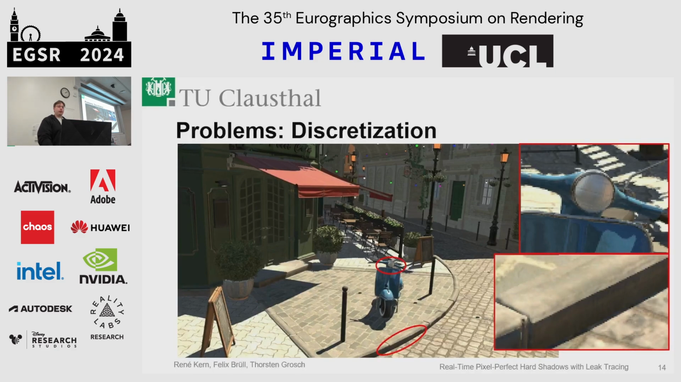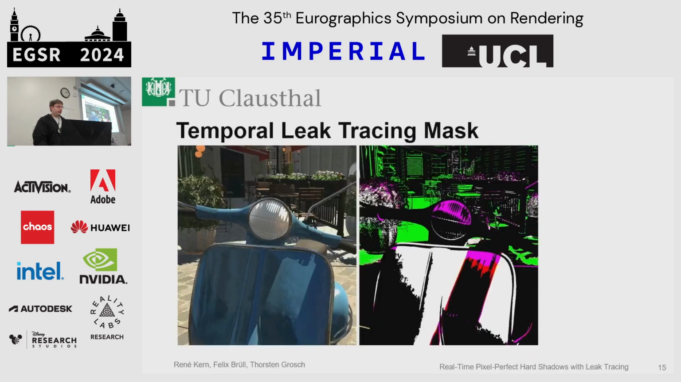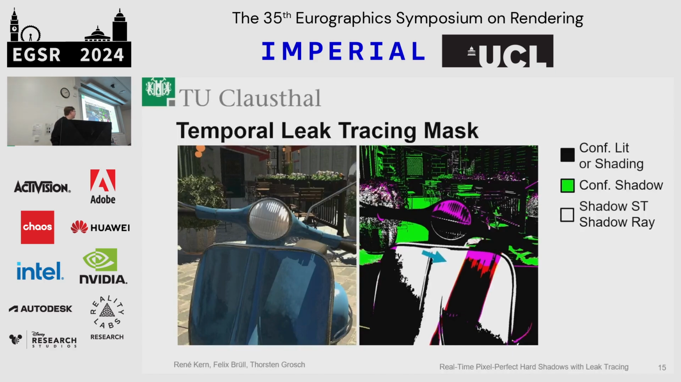However, these are quite small errors, so to fix them, we opted to use temporal information. And for this, I introduce this very colorful mask to you, where we basically categorize the shadow result from the last frame, which we will then use to fix the errors. So first up, we have these black pixels, which are confidently lit, so the shadow map evaluated 1, or we aborted earlier due to shading. Then we have the green case, where the shadow map evaluated 0, so also no ray necessary. We can just shade this, put this pixel in the shadow.